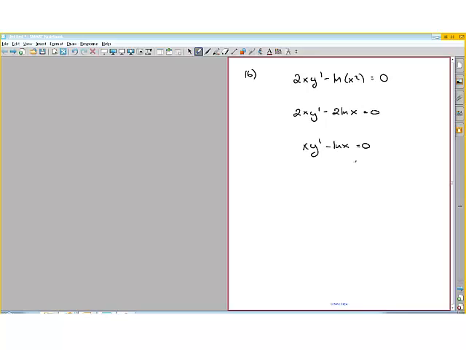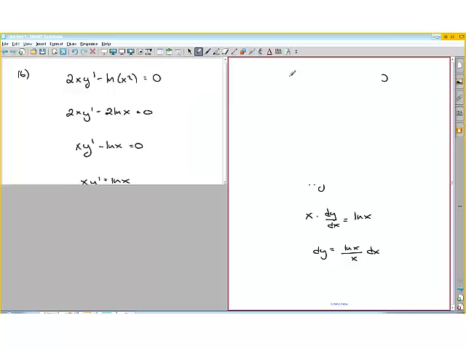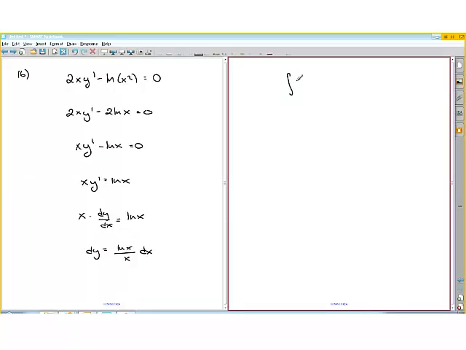And now let's move that to the other side, and let's change y prime into dy/dx. Now we're going to separate the variables. So all we have on the left-hand side is dy. We divide by x, multiplied by dx, so we'll have the natural log of x over x dx. Now everything is separated, and at that point we can do the integration. So we have the integral of dy is equal to the integral of the natural log of x over x dx.